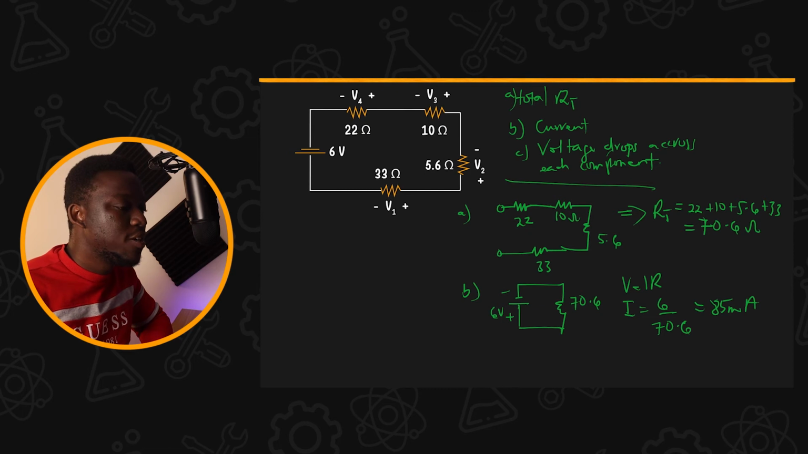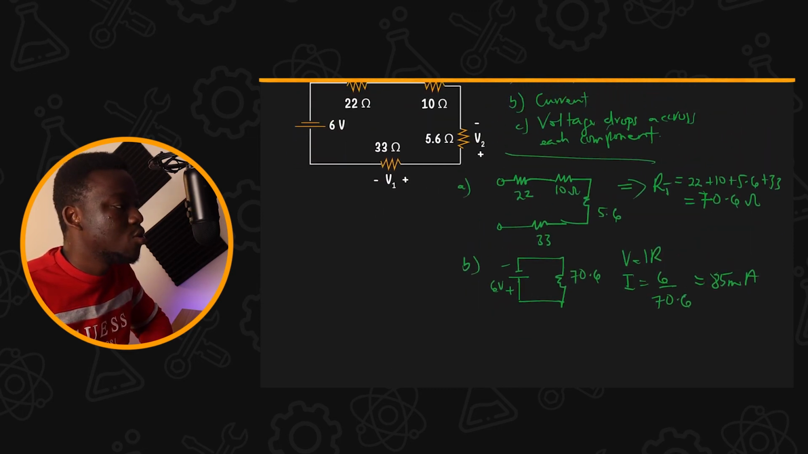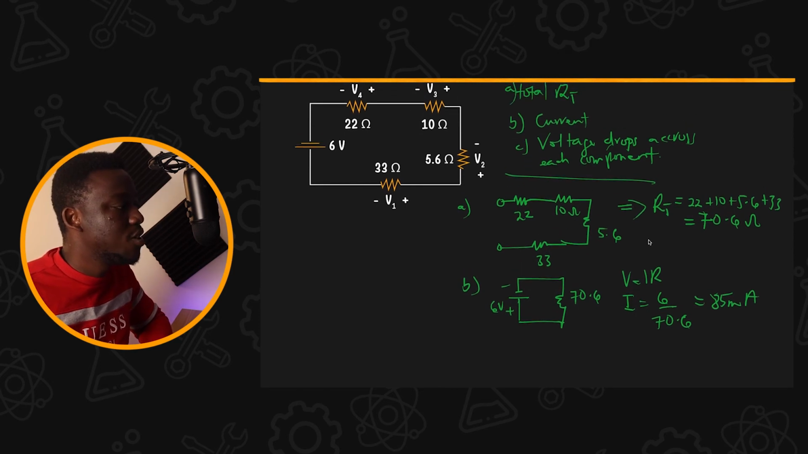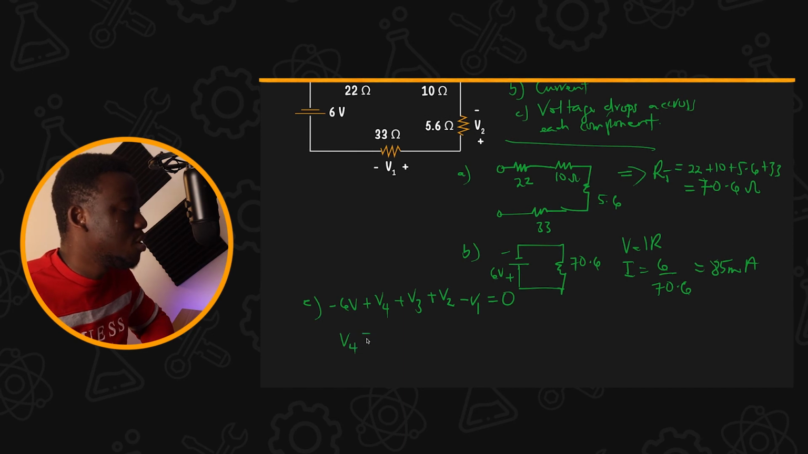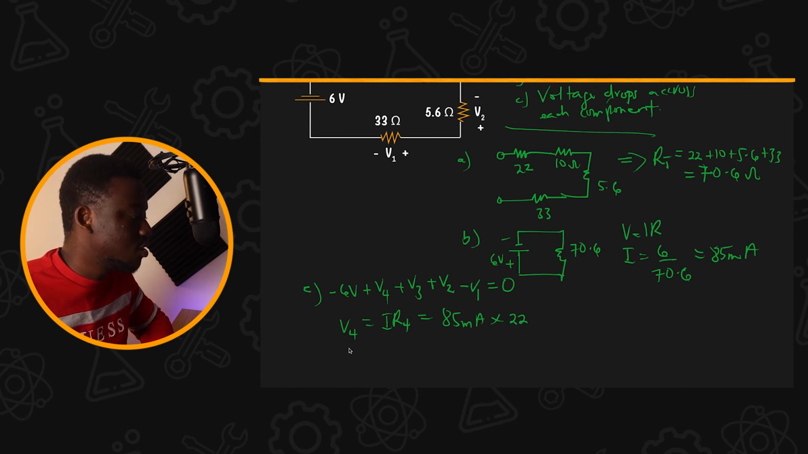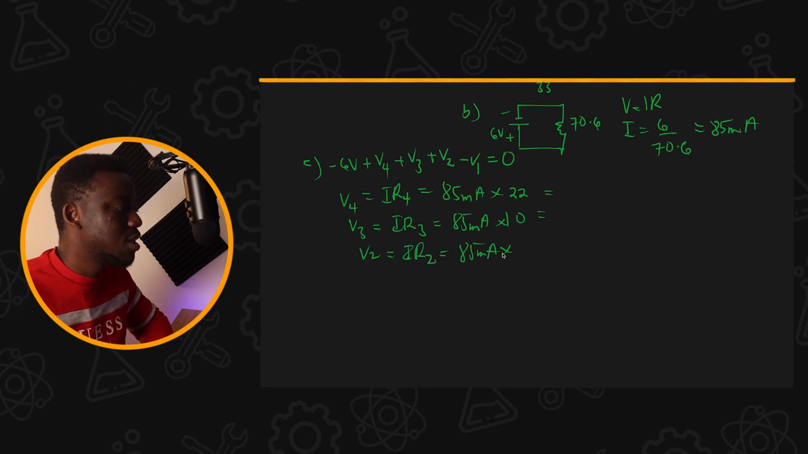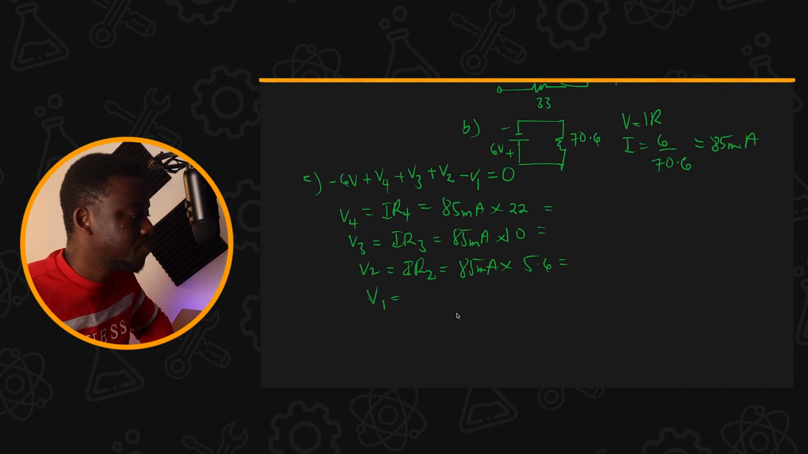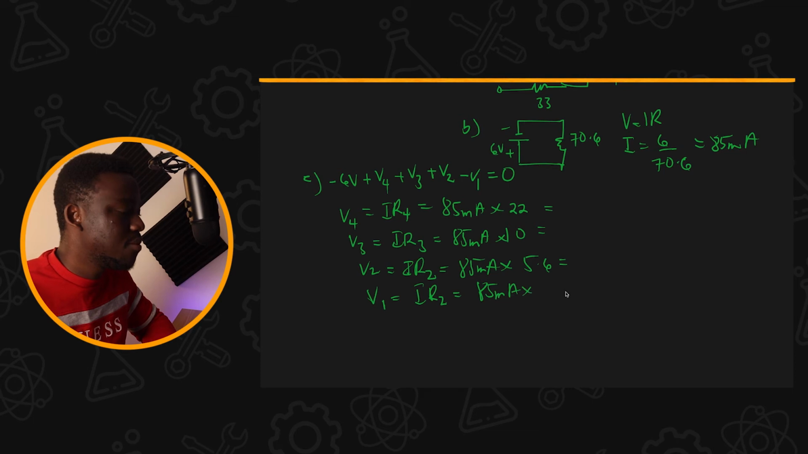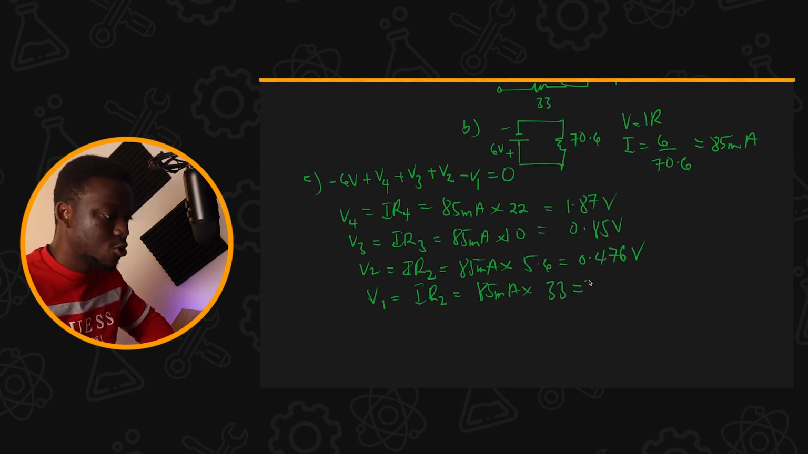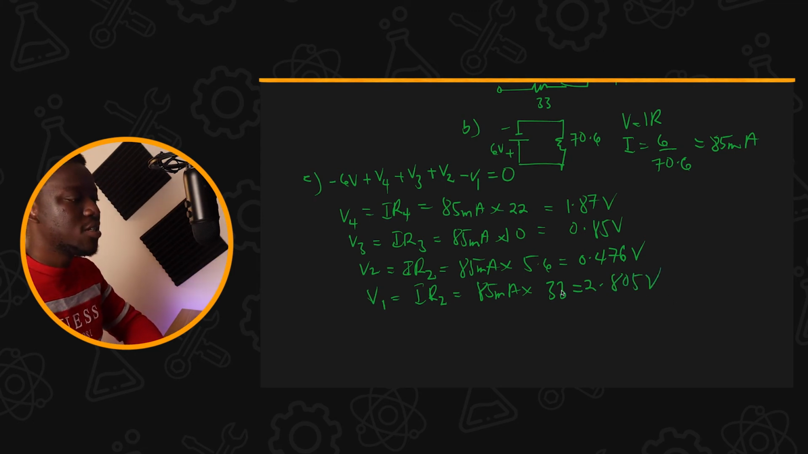Now let's move on to C to find the voltage drops across the components. So we're supposed to find the voltage drops. So V1, V2, V4, V3. So we know that V4 is equal to I times R4, which is pretty easy. We already know I, so 85 milliamps times R4 we have here. R4 is 22. So let me just write everything out. So we do all the math on these and we get 2.805 for this. So basically that's question 3.